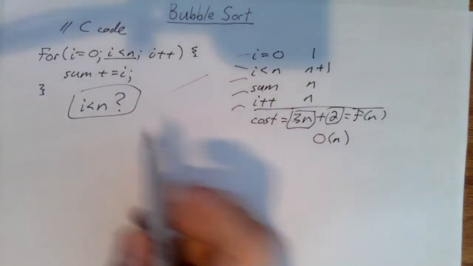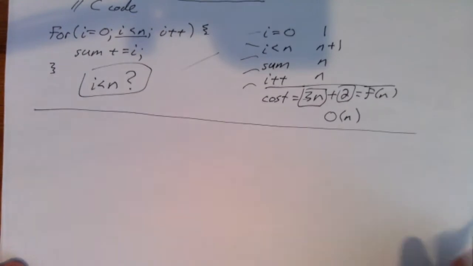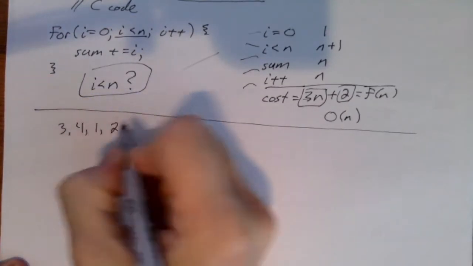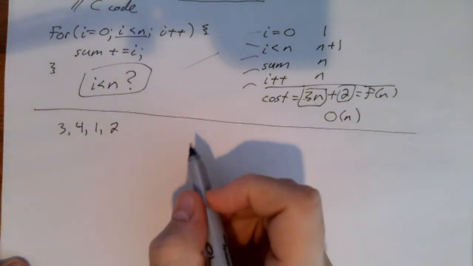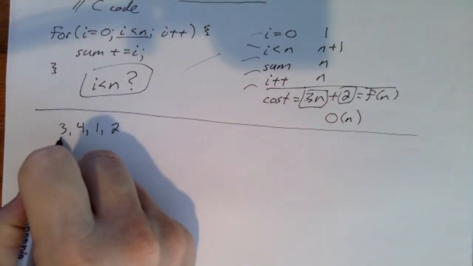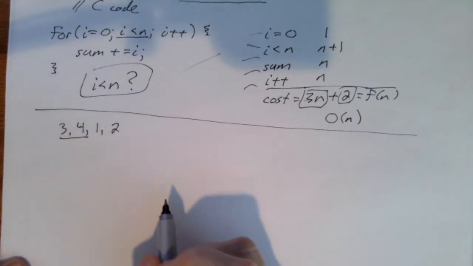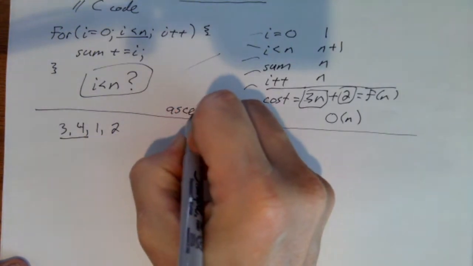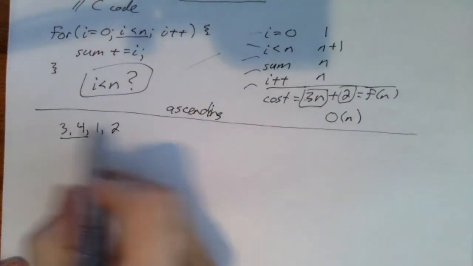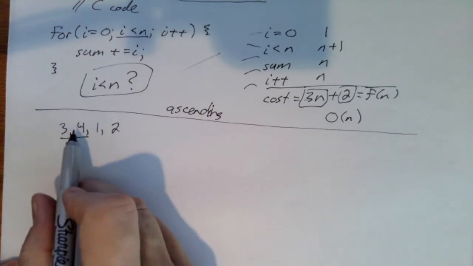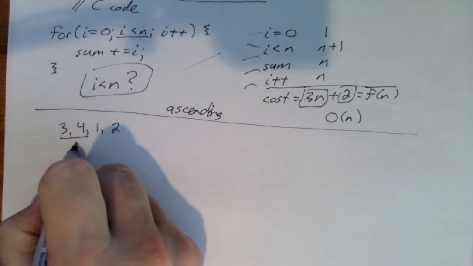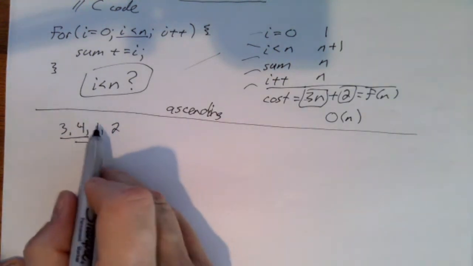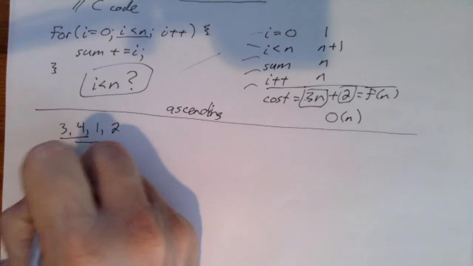So now let's look and say, how does bubble sort work? So let's say I have these numbers, 3, 4, 1, 2. So the way bubble sort works is we're going to take the first two elements, these two right here, and ask, are they in the correct order? We're going to assume we want to go in ascending order, which means smallest to largest. So in that case, these are in the correct order. So then we immediately move over and compare the second to the third element and ask the same question. Are these in the correct order? They're not. So we would swap the four and the one.